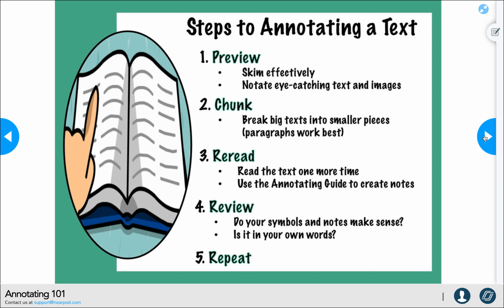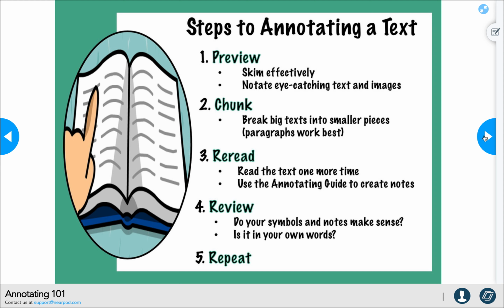Chunk. So break big text into smaller pieces. Paragraphs work best. Especially when you get to the STAAR, you're going to come across some texts that are pretty long and you can get a little overwhelmed. So if you break them up into smaller pieces, they're not as overwhelming. And that also ensures that you understand each piece of that text.